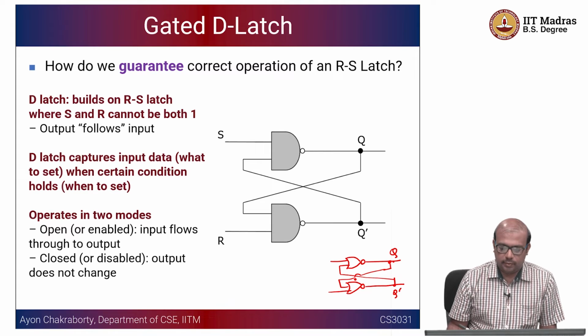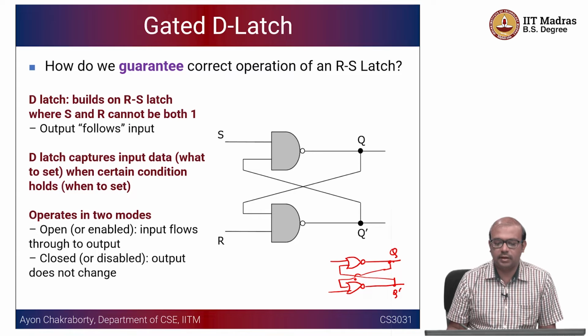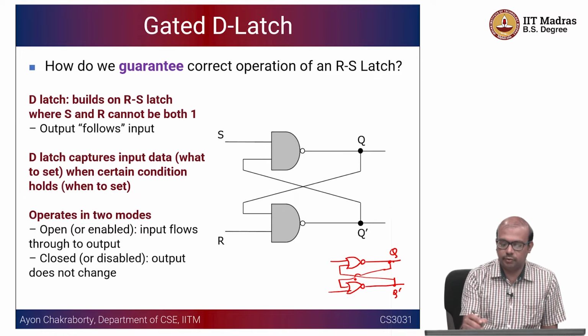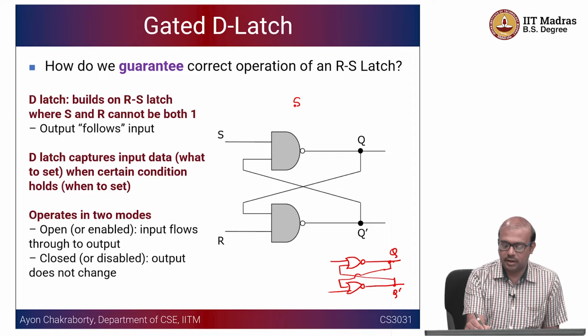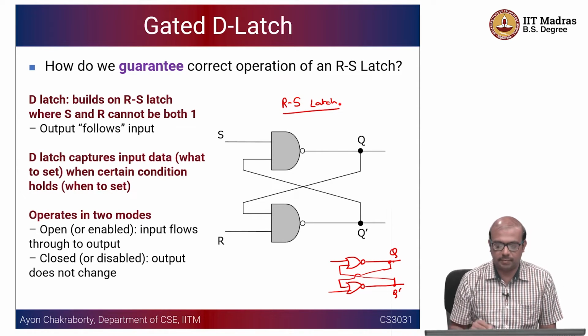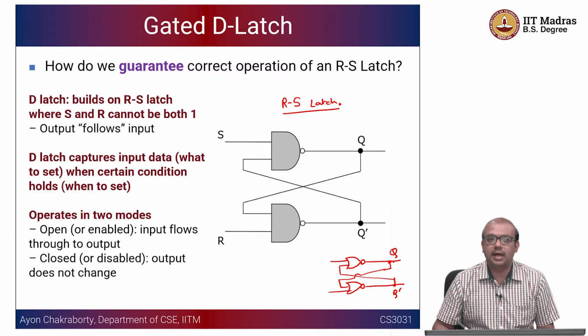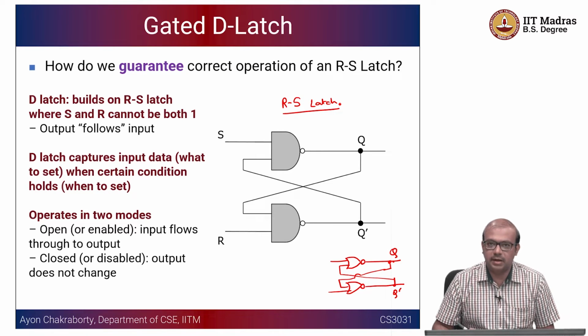We are going to study next what is called a gated D-latch, which is going to build upon the RS latch. We have already studied the RS latch, which is also shown in the picture here. This is your SR or RS latch. In a D latch it is going to be the same as an SR latch or RS latch, just that S and R cannot be simultaneously 1.